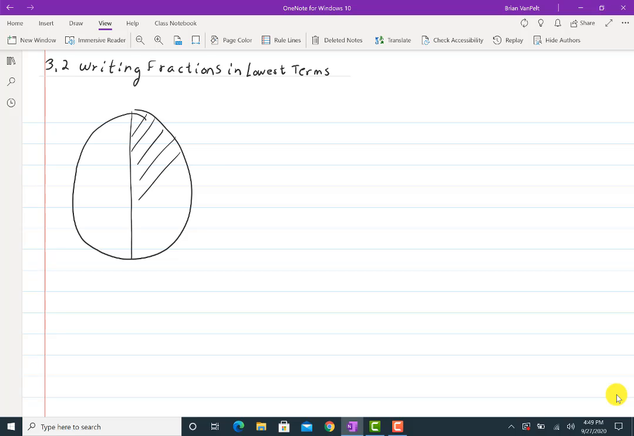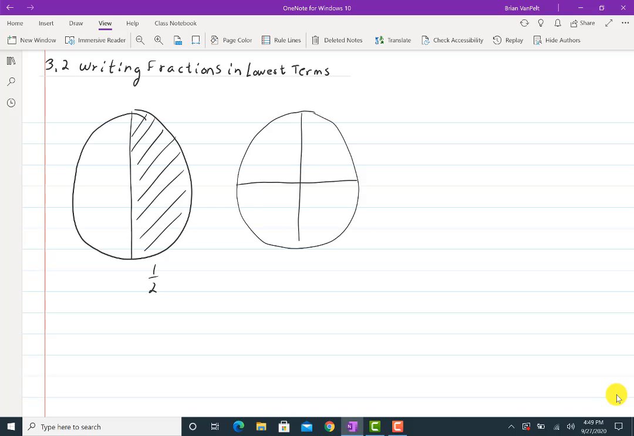If I draw a picture like this, the shaded area is 1/2 of the whole. On the other hand, let me draw another picture, similar. This time I've split the region up into 4. And now I've shaded exactly the same amount as the other one, except now you can see that it's 2 out of 4. And these things are equal to each other because they both represent 1/2. Do it again.